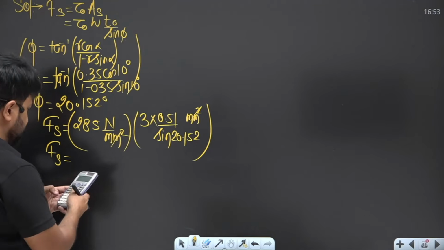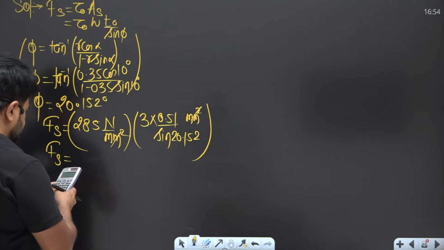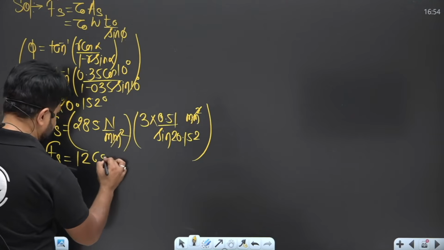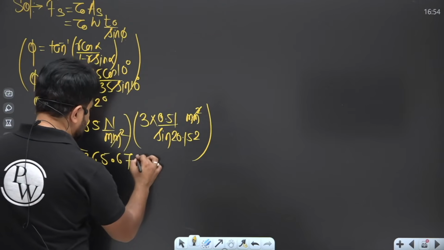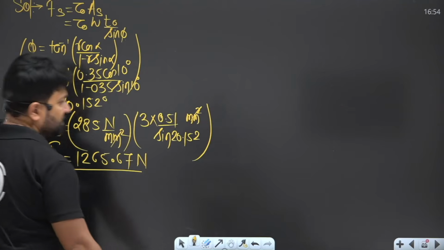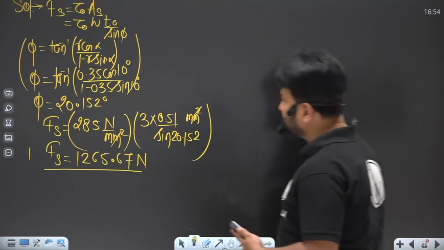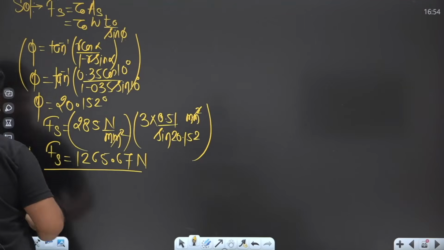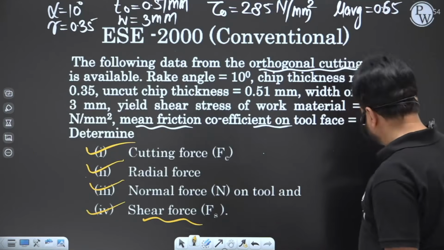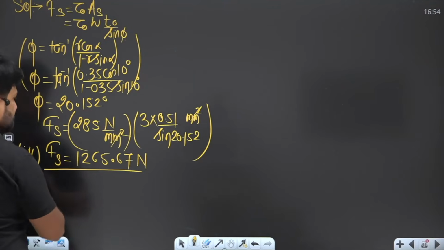0.51 divided by sine of phi, answer into 285. It will become 1265.67 Newton. Right? So now we know the fourth answer. This is the fourth one.